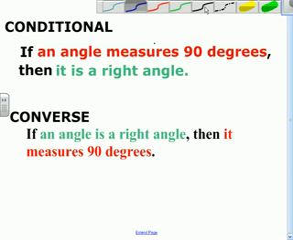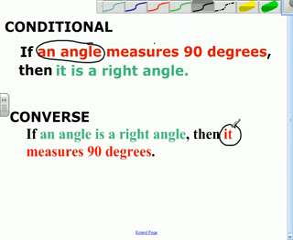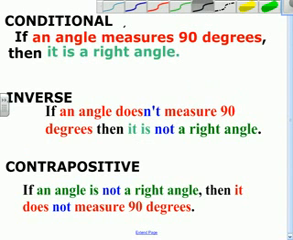Notice we've had to play with the English language a little bit, though. Here you see an angle, but down here you see the word it. And it's okay if you need to change your pronoun. Keep in mind what your English teacher has taught you about sentence structure. So if you reverse the hypothesis and the conclusion, it's called the converse.